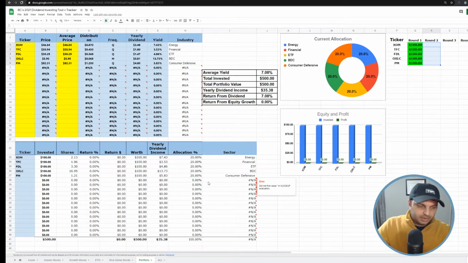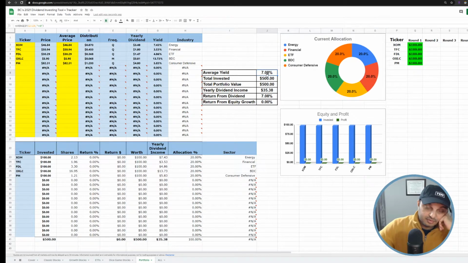So what is this showing you? What's going on? So your average yield of your portfolio is 7.08%, which means for every $100 you invested, you're going to get $7.08. So as you can see, that times 5, because I invested $500, I'm going to earn $35.38 as dividend at the end of the year. I think there's only one that pays monthly dividend, so all the other ones will pay quarterly. Okay, so this is, again, return from dividend, which is the same thing as yield.